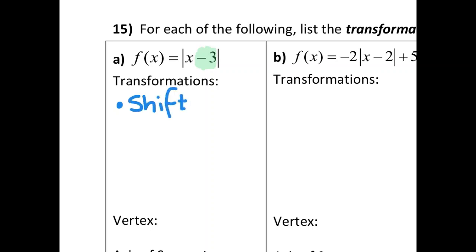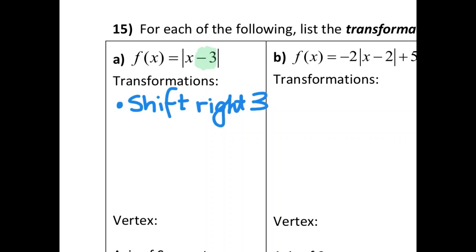And if it's minus, it's going to be to the right, and if it's plus, it's going to be to the left. And because that's somewhat counterintuitive, we're going to use the little phrase, insiders lie, meaning that it's going against your intuition. And so this one, because it's minus, it's a shift to the right, 3. And remember that on your test, I expect you to use the word shift. If you don't, I will take off a point. So don't just write right 3, but write shift right 3.